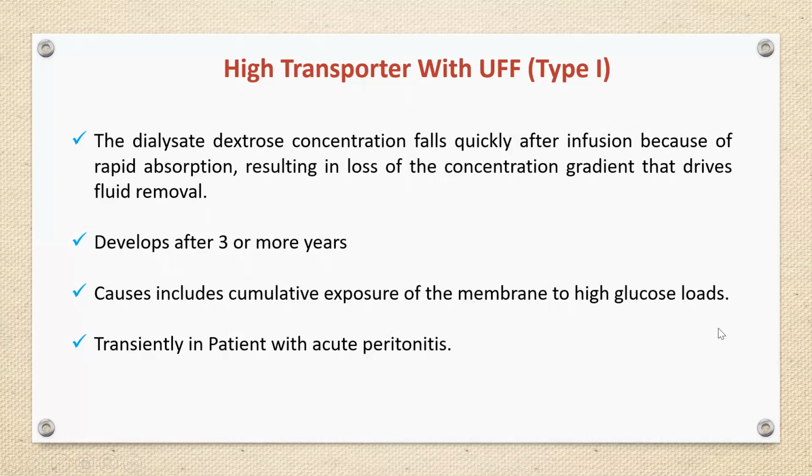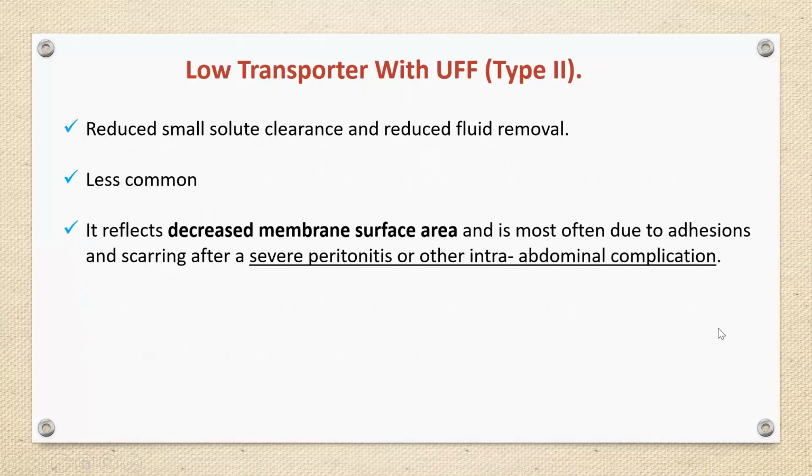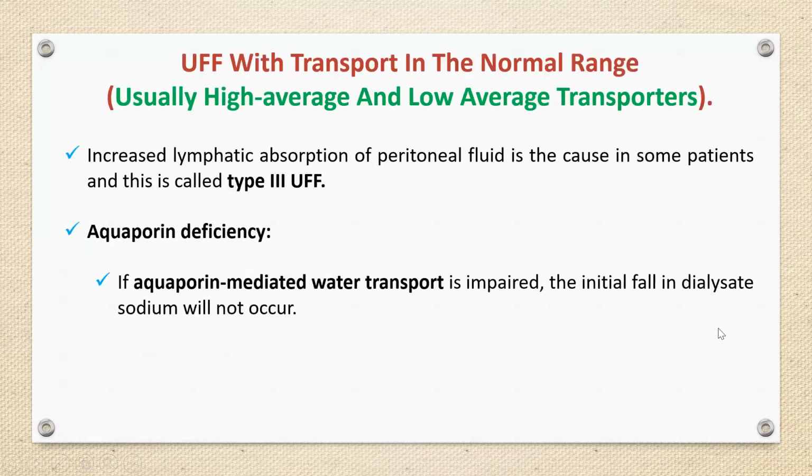Low transporter with ultrafiltration failure type 2: it reduces the small solute clearance and reduces the fluid removal. It is less common and it reflects the decreased membrane surface area, most often due to adhesion and scarring after severe peritonitis or other intra-abdominal complications. Ultrafiltration failure with transport in the normal range, usually high average and low average transporters, increased lymphatic absorption of the peritoneal fluid is the cause in some patients, and this is called type 3 ultrafiltration failure. It's seen in a patient with aquaporin deficiency, and if the aquaporin-mediated water transport is impaired, the initial fall in the dialysate sodium will not occur.